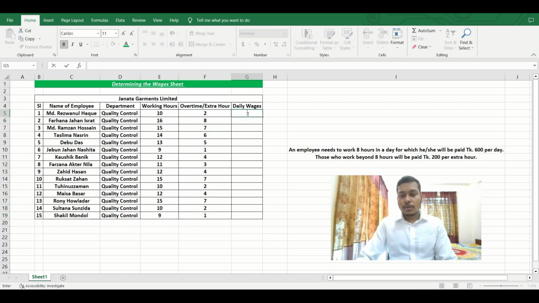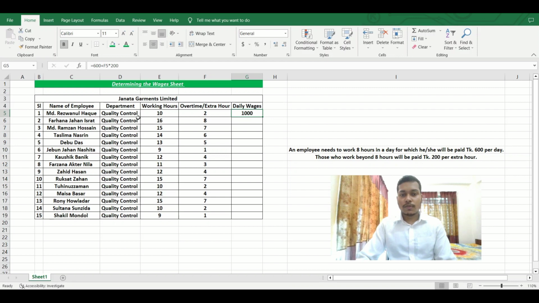Now to calculate daily wages, at first we have to put equal sign, then type 600, then put a plus sign, then select overtime or extra hour, then multiply it with 200, then press the enter. So this is the daily wages of Mohammad Rezwanul Haq and take it up to 15 serial. So this is the full daily wages of all the employees.